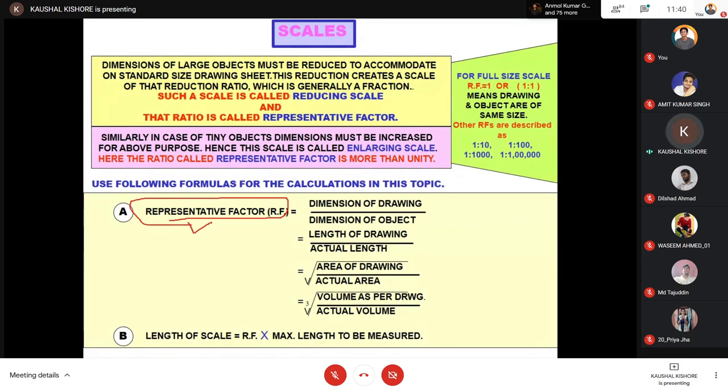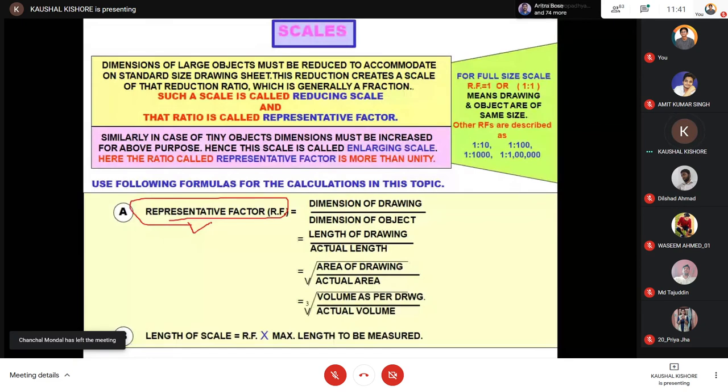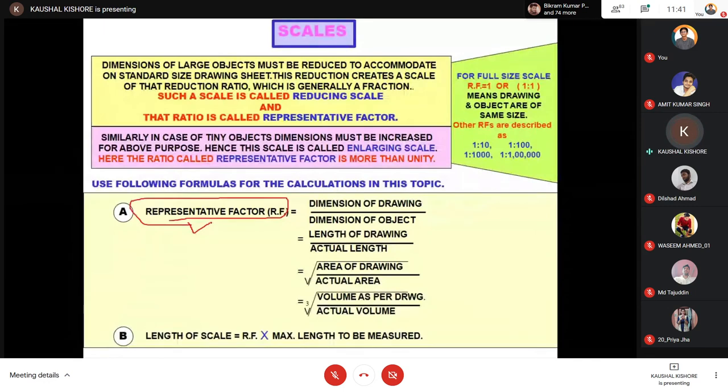There are two types. The scale is used for either enlarging or reducing. Suppose you have to draw a 5 meter length on your drawing sheet; with the help of a reducing scale, you can draw it. Similarly, when you make a scale of 5 millimeter, is it possible to make a 5 millimeter scale? Obviously, it is not possible. So with the help of an enlarging scale, 5 millimeter is equivalent to, suppose, 100 millimeter or 200 millimeter. Then after that you can measure a particular dimension or particular length with the help of that scale.